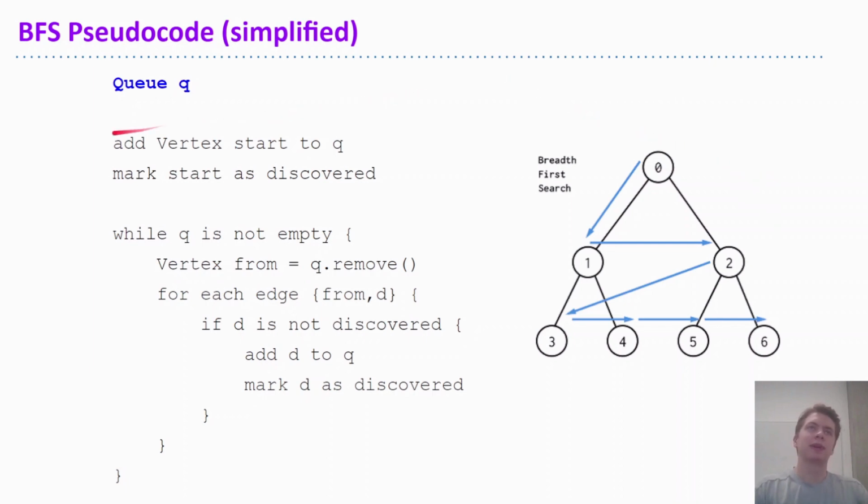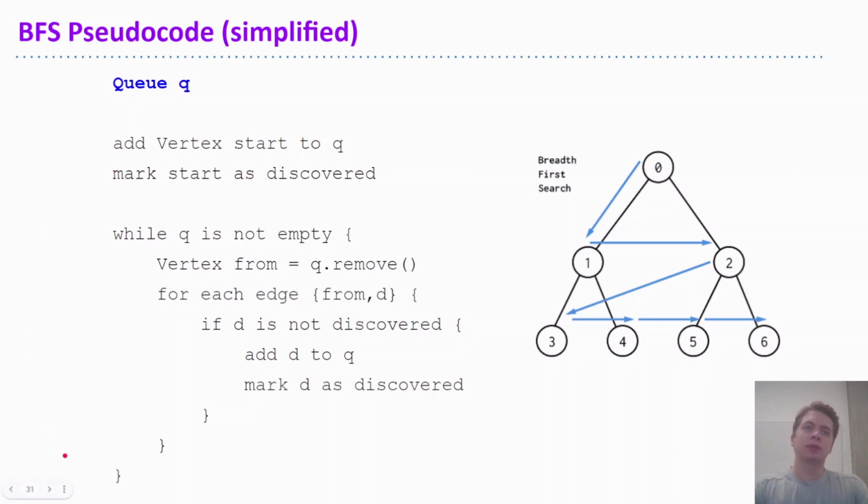We're going to do this by using a queue that we call queue in our pseudocode, and then we're going to add the start vertex to our queue. And then we're going to mark that start vertex as discovered. So initially, all vertices are undiscovered, and as we slowly discover them, we will mark them as discovered. That way we don't repeat vertices in our breadth first search.